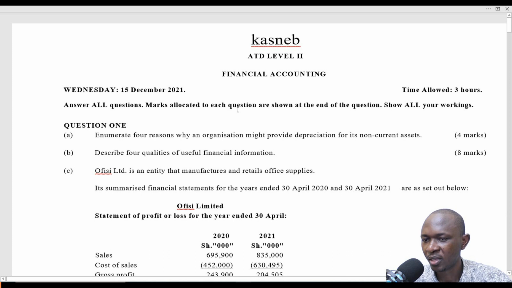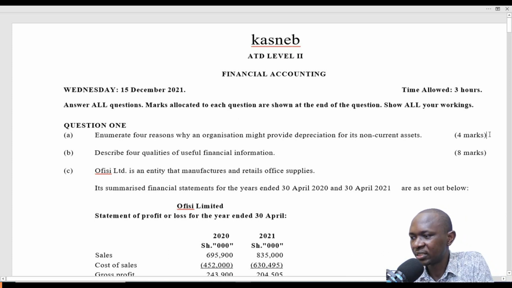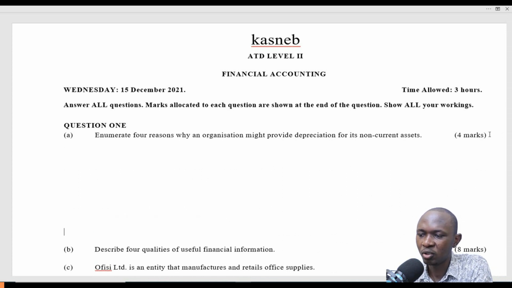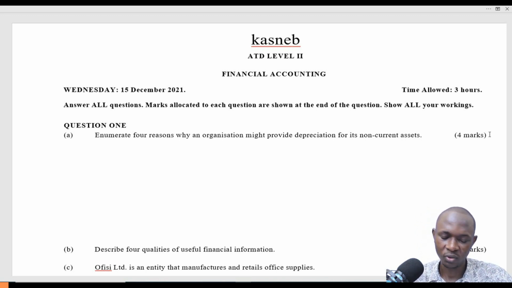So question 1. Enumerate four reasons why an organization might provide depreciation for its non-current assets.